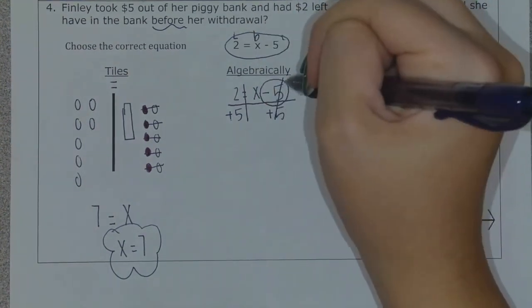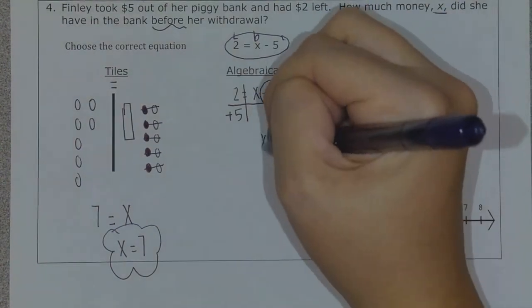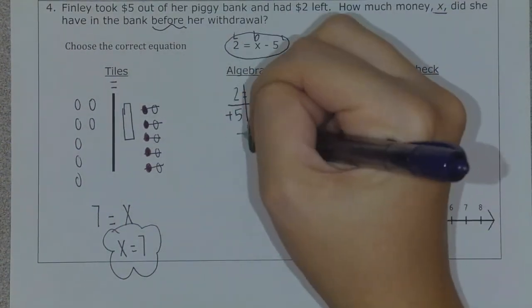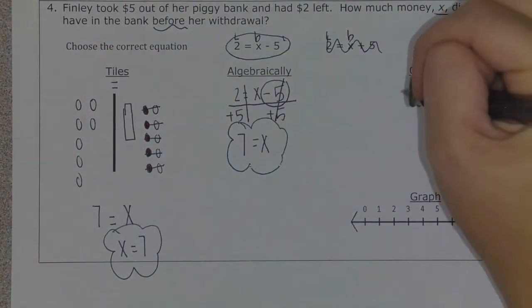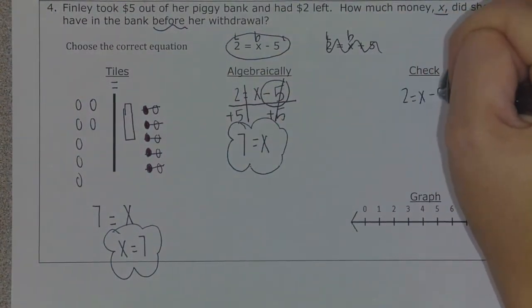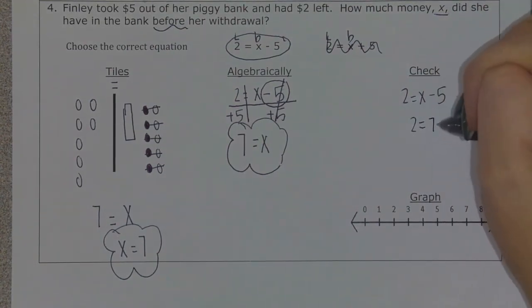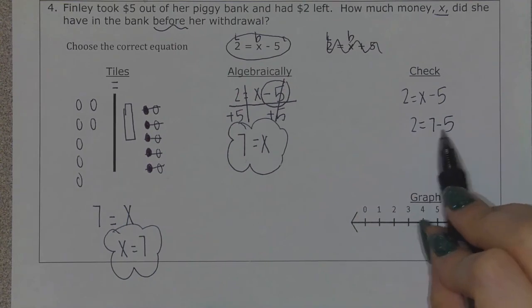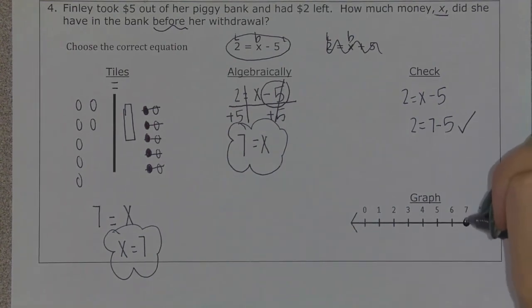So I'm going to cancel out my minus 5 and my plus 5, so I'm just left with X. And then 2 plus 5 would give me 7. Again, let's go ahead and check. I have 2 equals X minus 5. I'm going to plug in what I think X is, so 2 equals 7 minus 5. And sure enough, 7 minus 5 equals 2. Check. And then again, to graph, I'm just going to put a closed dot on what I think X is. I think X is 7, so I'm going to put a closed dot there.